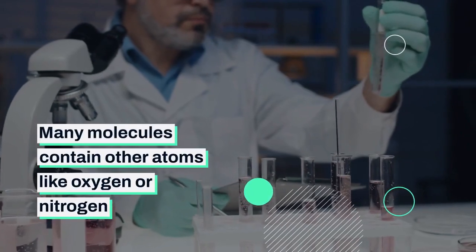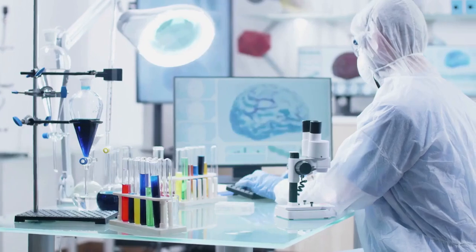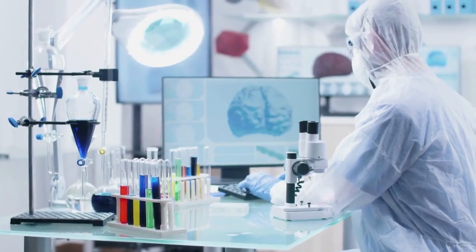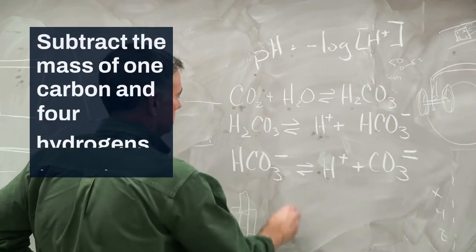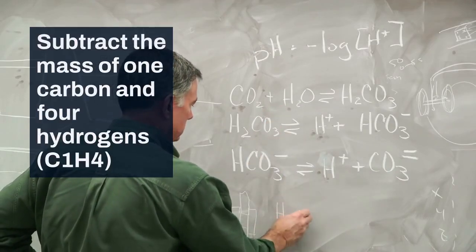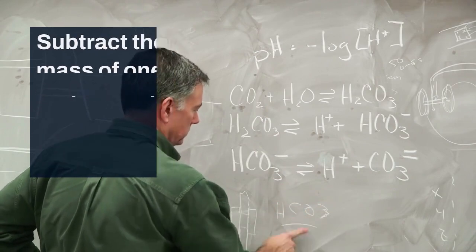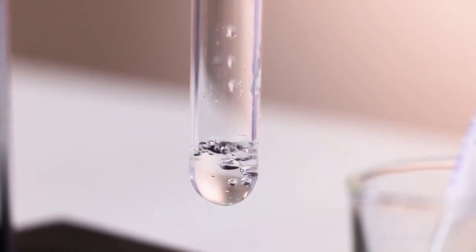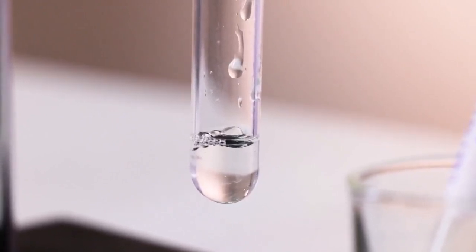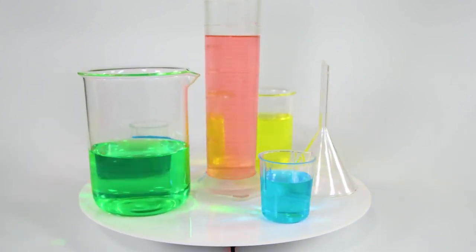Of course, many molecules contain other atoms like oxygen or nitrogen. If you suspect your molecule has an oxygen atom, you need to adjust this base formula. You would subtract the mass of 1 carbon and 4 hydrogens, C1H4, which has a mass of 16, the same as oxygen. So, from our C7H10 formula, we would subtract C1H4 to get C6H6O. You can double-check the mass to see it still equals 94.